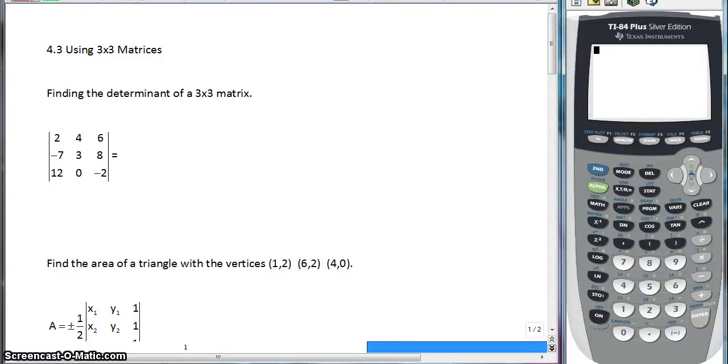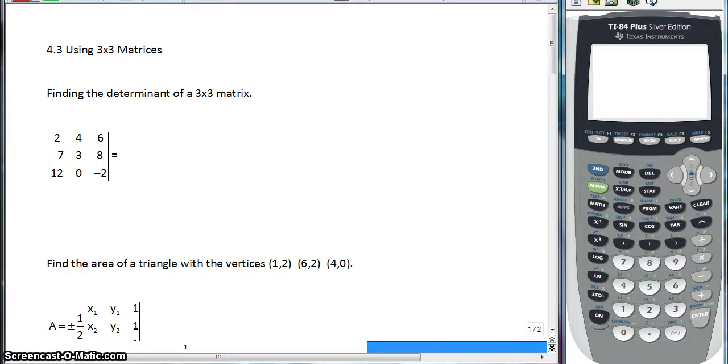Alright, here we go. We're going to have a little video on how to use our calculator to work with some matrices. So what you're going to need to do right now is pause this video and grab your calculator. So this is what we're going to do. We are going to start by taking determinants with a 3x3 matrix. Why? Well, so you can use matrices to solve a 3-variable system.